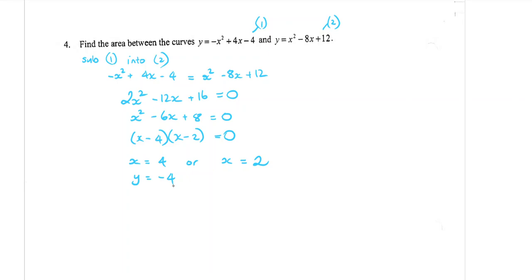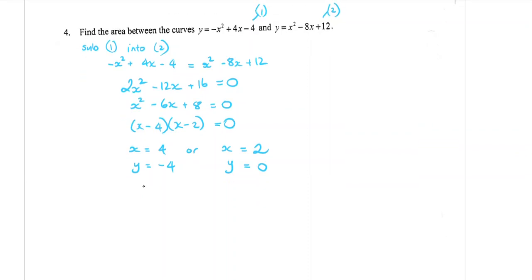Oh, I think I did it wrong. It's meant to be 0. Did something wrong in my head. Did you get 0 when you put that in? Yes? All right, so the points of intersection are 4, negative 4, and 2, 0.